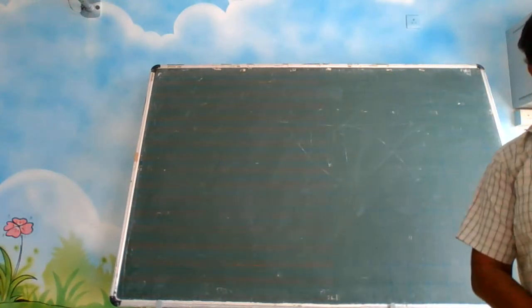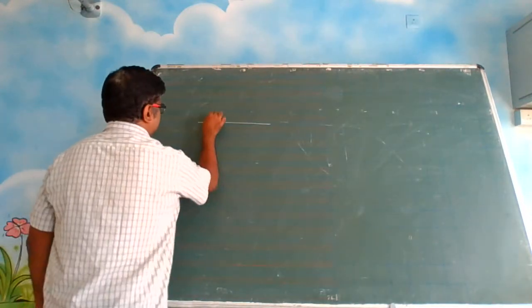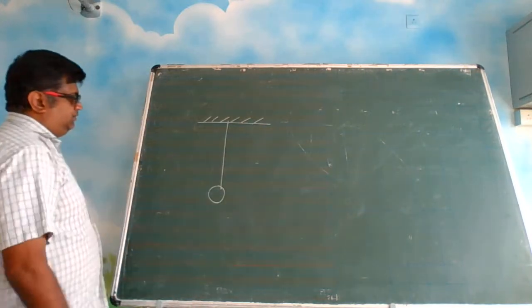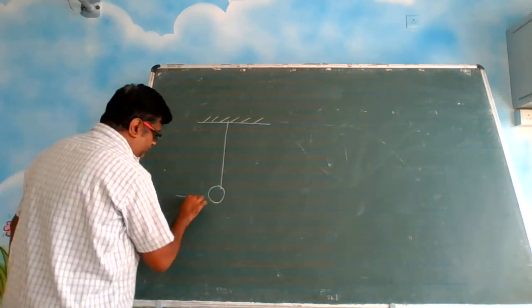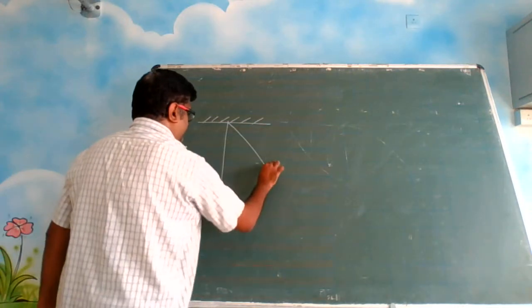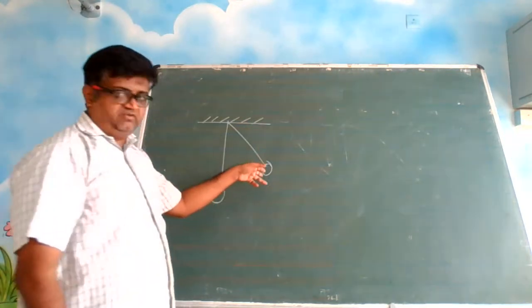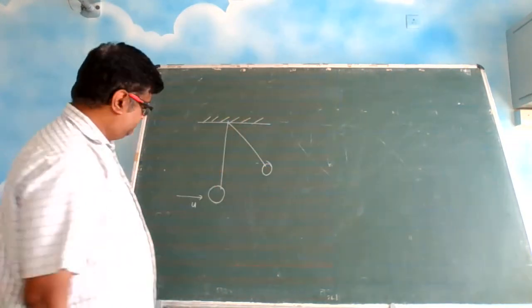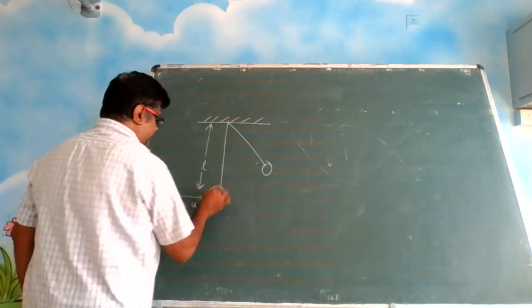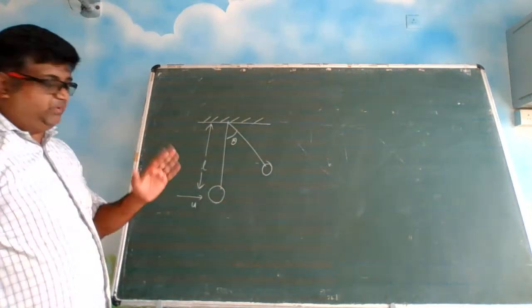The other day we were discussing a simple question. Again, a pendulum bob is there. Here it has been moved with certain velocity u. What will happen? It reached this point. Okay, it is going up now. It will have some velocity. You have to find that velocity. The string length is L. This is a pendulum bob. It is making angle theta with the vertical.